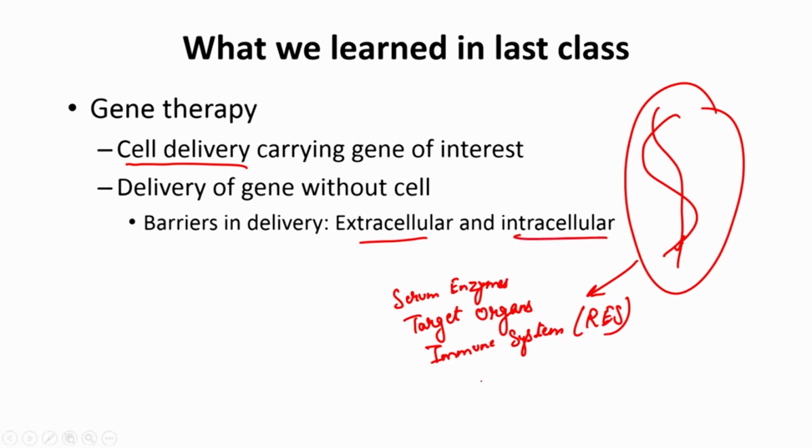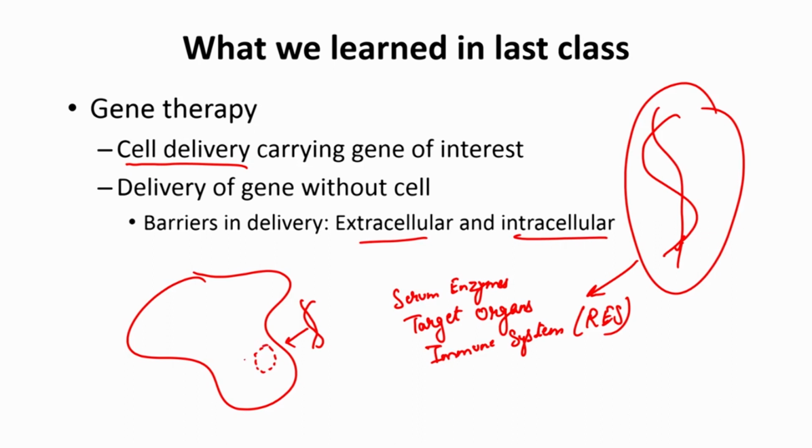Even if it reaches your target cell, how does it go inside the cell? Let us say this is a cell. First of all, you have to figure out how your DNA passes the cell membrane, because DNA is a fairly charged and large molecule. It cannot go through directly, so it has to go through endocytosis. If it goes through endocytosis, one of the problems is that a lot of it will go to lysosomes and get degraded. So, that is one barrier.